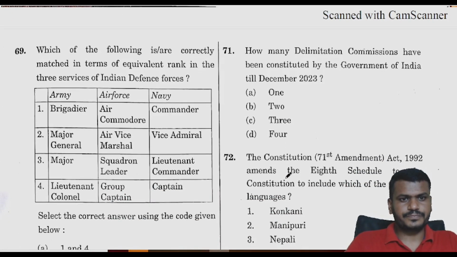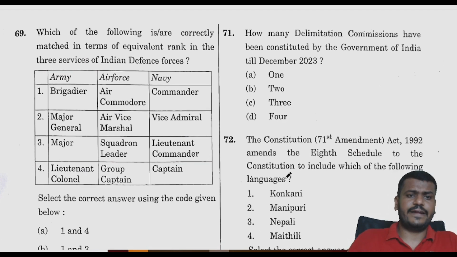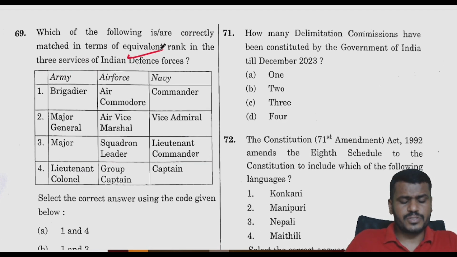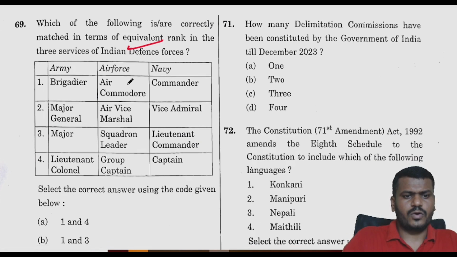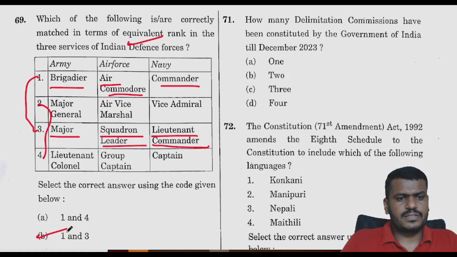Okay, next, which of the following are correctly matched in terms of equivalent rank in the three services of Indian Defence Forces? See, these kinds of questions they did not ask recently, but this year they have asked. Normally brigadier, air commodore, and commodore, that is correct. And the third one is major, squadron leader, lieutenant commander. 1 and 3 are correct, and the other two are not correct, guys, and B is the right answer to this question.